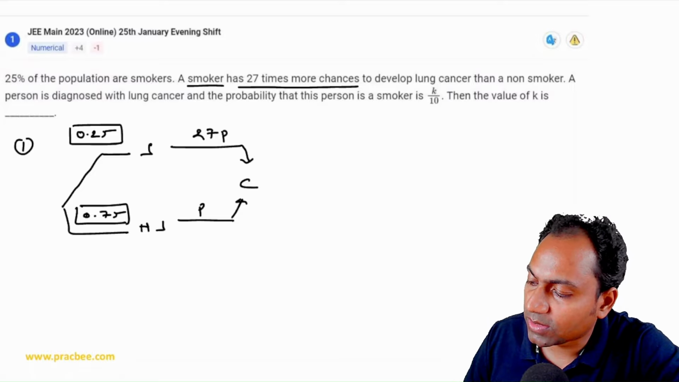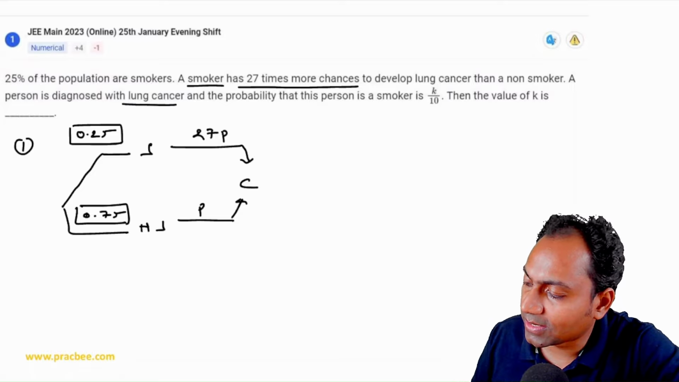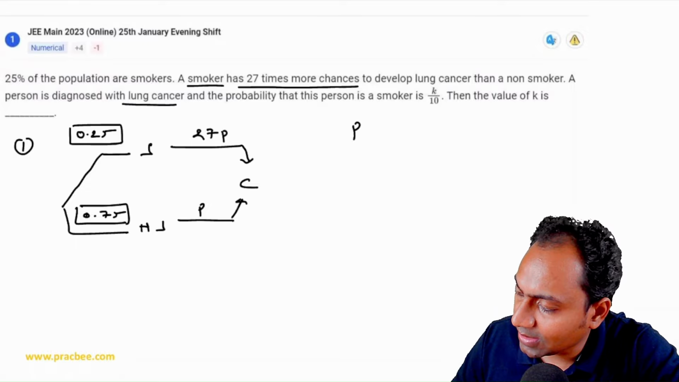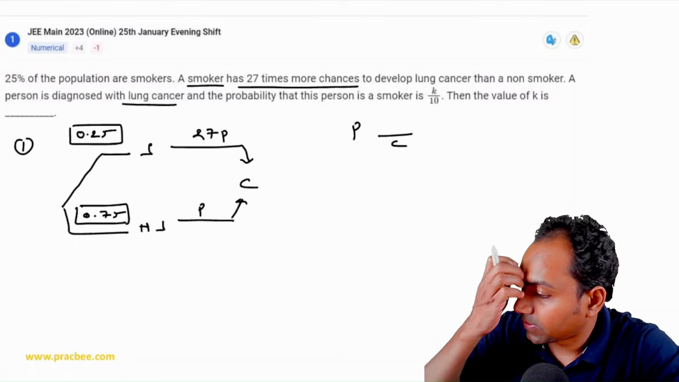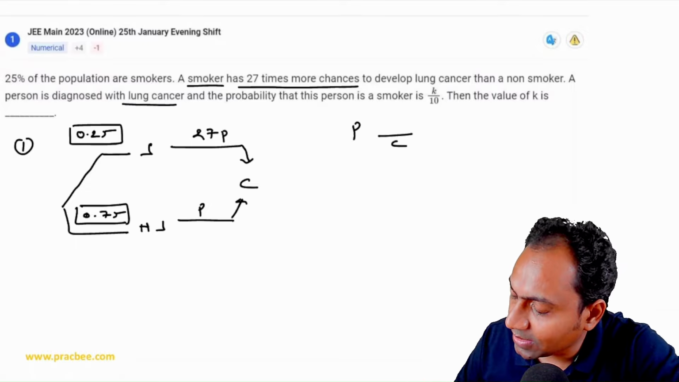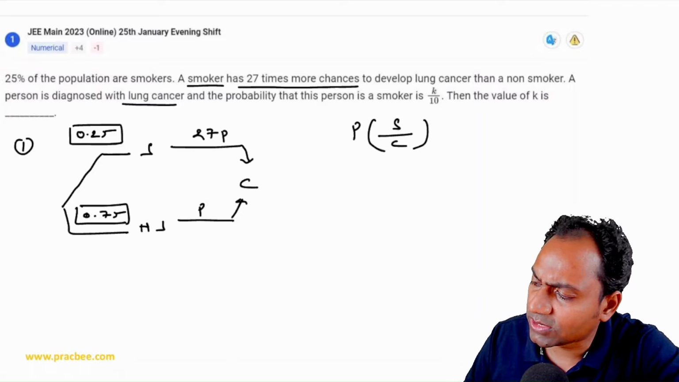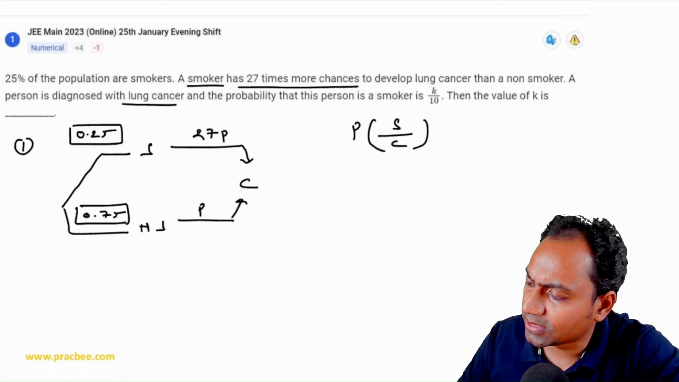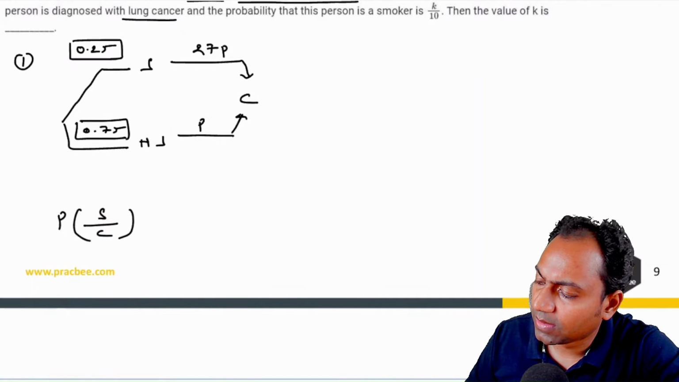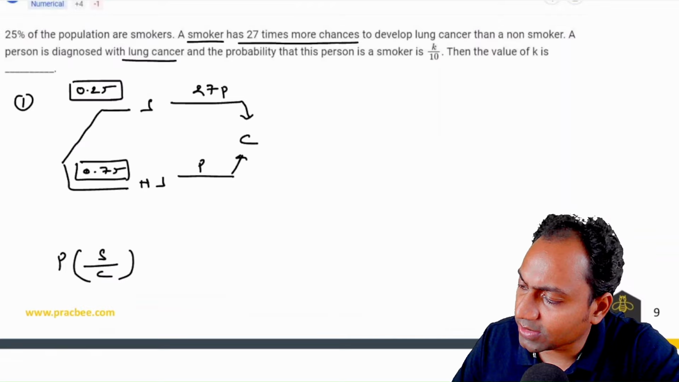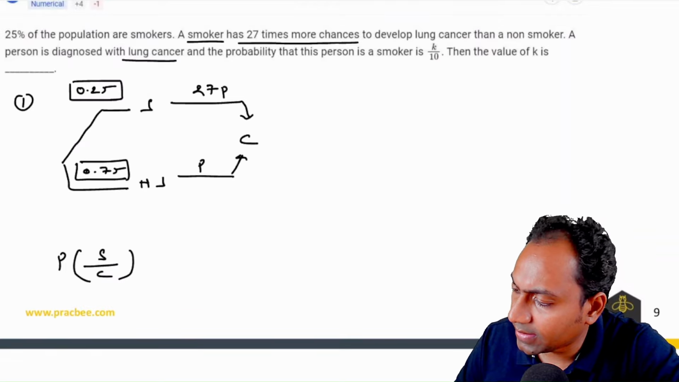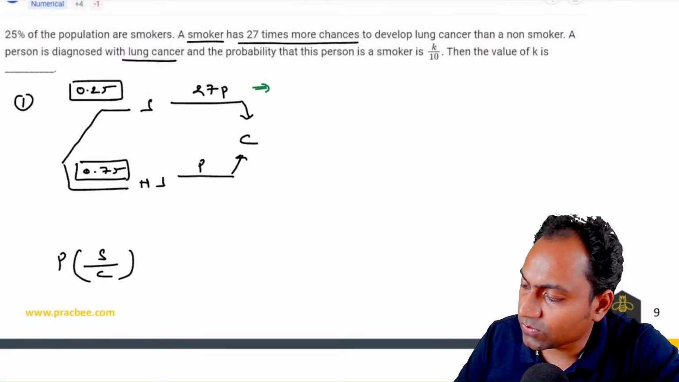Then for a non-smoker, a person is diagnosed with lung cancer. So now what they're asking is, lung cancer has already happened. What is the probability that the person is a smoker? This is what they're asking. So again, we are going to follow the same process as we did earlier. Let us keep this here, and let us follow the process. So let us find what each of these branches is going to contribute.